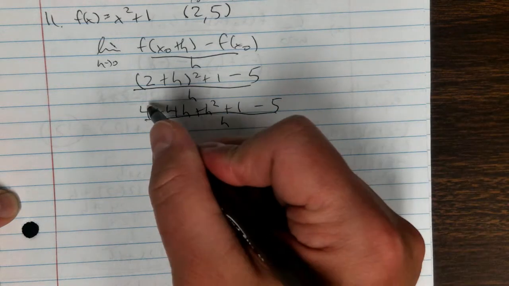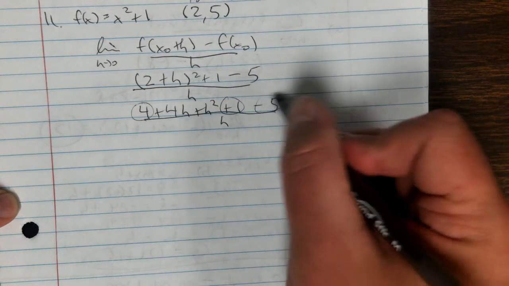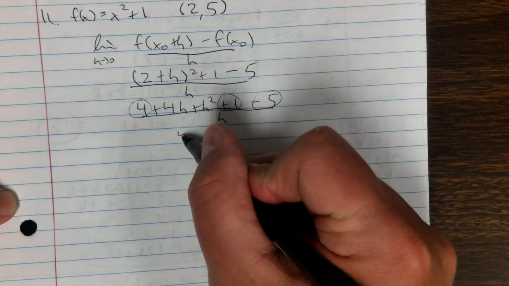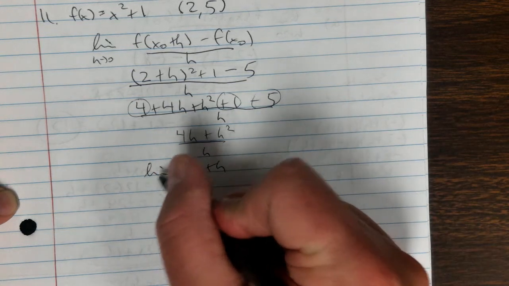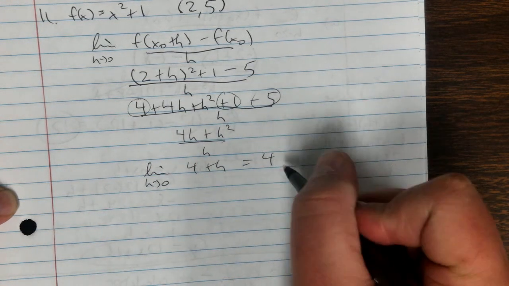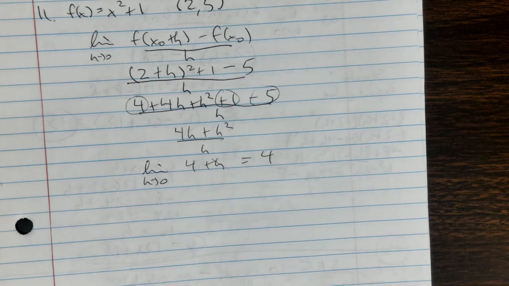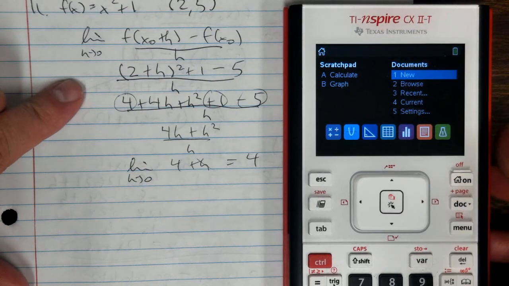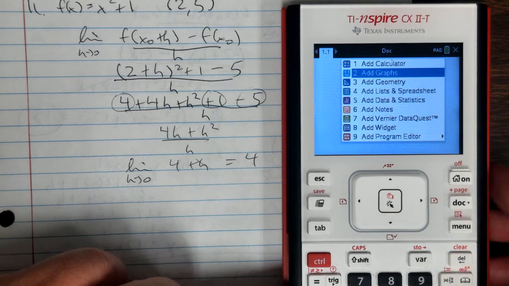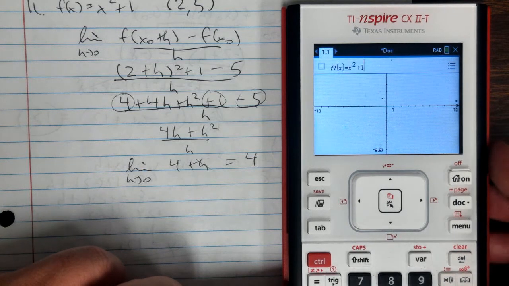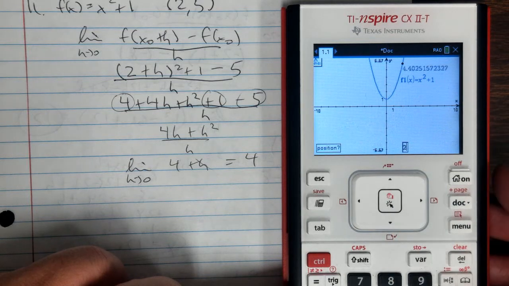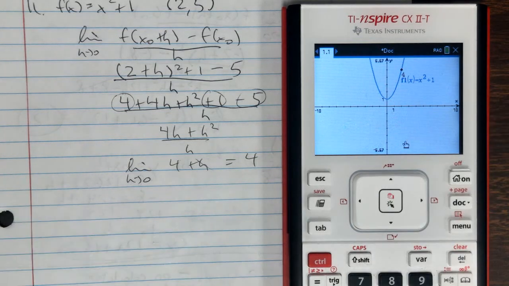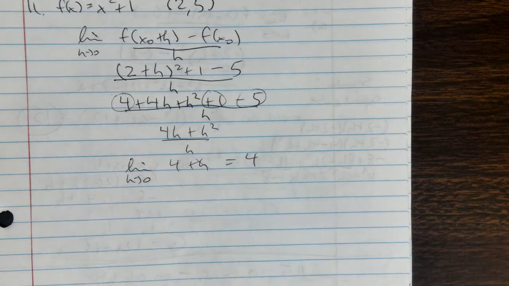And then you can see where this is going. 4 plus 1 is 5, minus 5 cancels. And so then you're going to do 4h plus h squared over h and get 4 plus h. Then the limit as h approaches 0 of that just cancels the h, and so you get 4. So again, that's how you do it on paper. In the calculator, you just type x squared plus 1, and then go Menu, Analyze, dy/dx, and put in 2, and it shows you your answer is 4. So that's how you know you did it right.